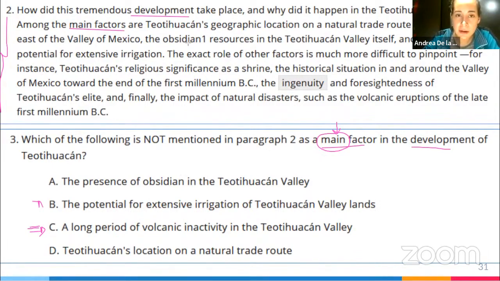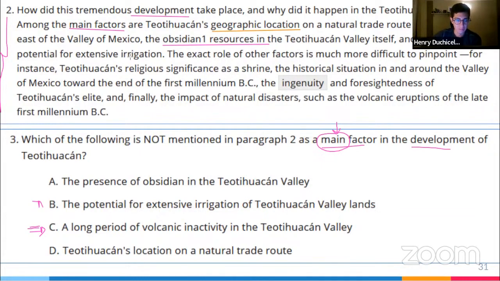What is the first main factor in the paragraph? Teotihuacan's geographic location on a natural trade route to the south and east of the Valley of Mexico. Great, Henry. Perfect. That is the first main factor. What about the second? The obsidian resources in the Teotihuacan Valley itself. And the third? And the third is the valley's potential for extensive irrigation. Great. Do we have more main factors? No, we don't, right?